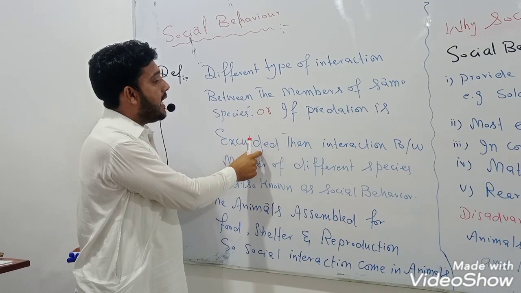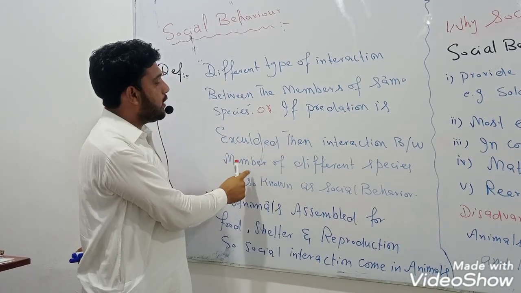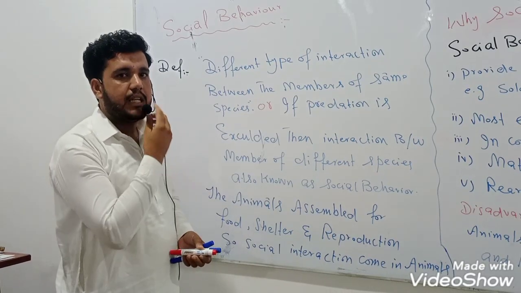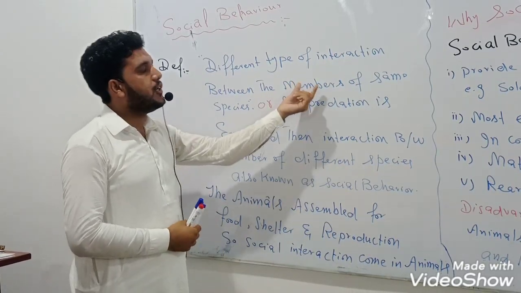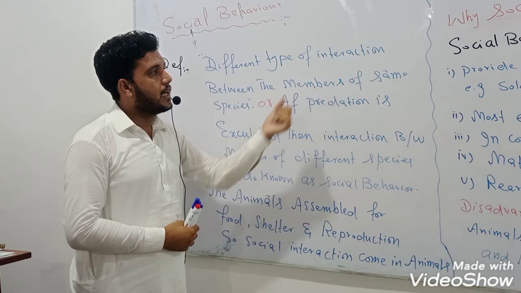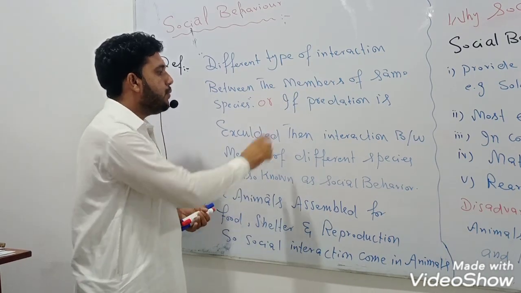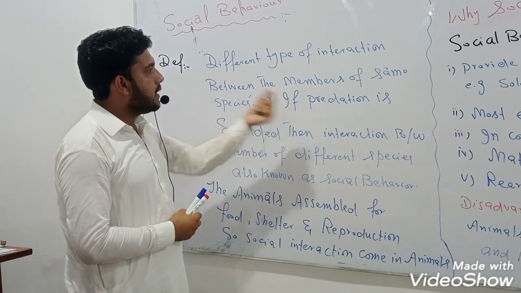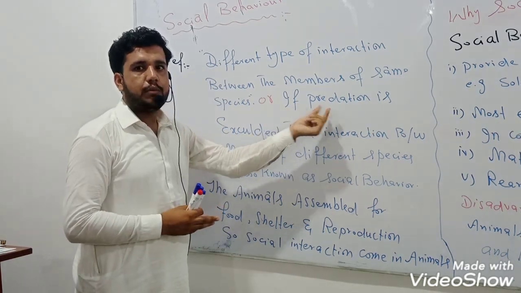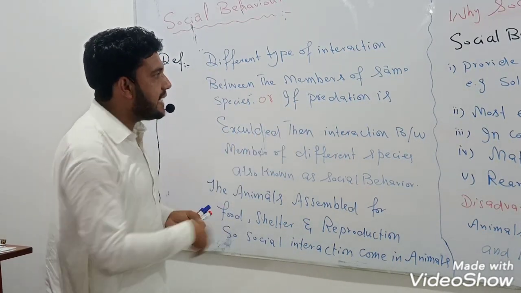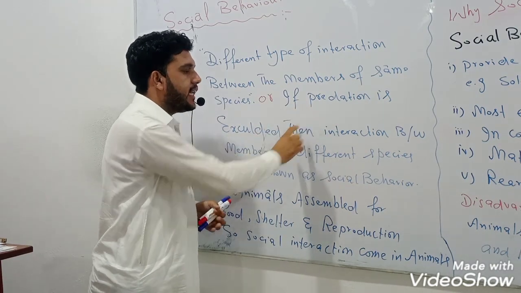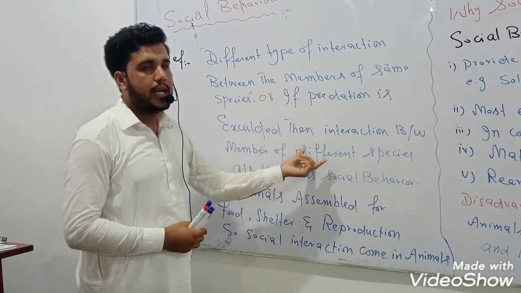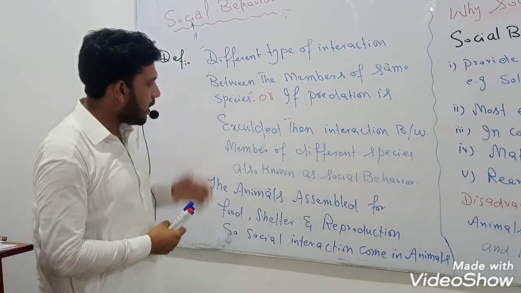If predation is excluded, the interaction between members of different species is also known as social behavior. Social behavior is not only between members of a single species; it may also be between members of different species. For example, if predation is not included in this list, then the interaction between members of different species is also known as social behavior.